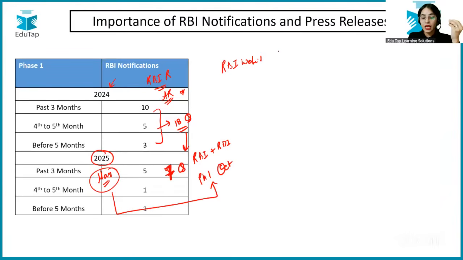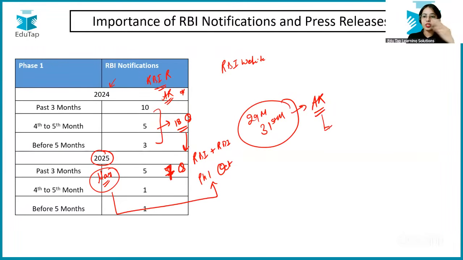But this time, by 29th May or 31st May, the annual report of the Reserve Bank of India will be released. So just before the examination, the annual report will be released, and this will become a very important document from which a lot of questions can be expected.